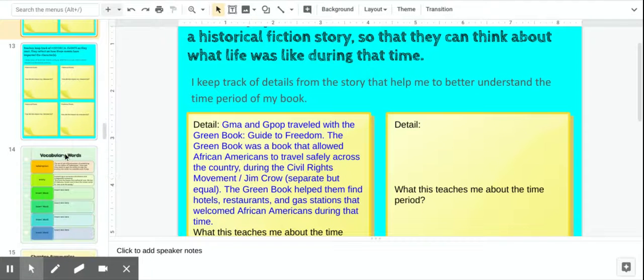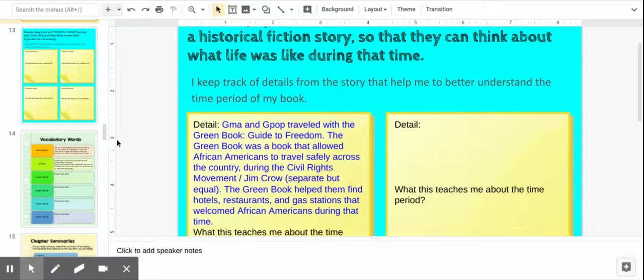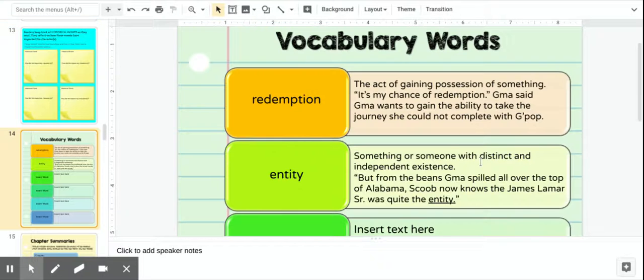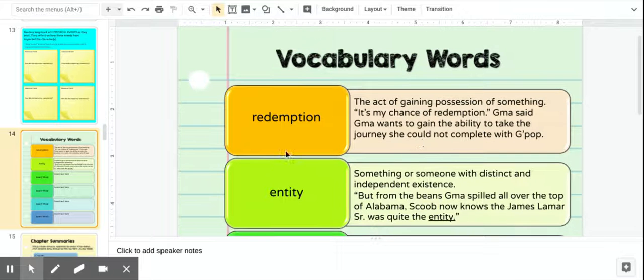Okay, another thing I would like to show you is the vocabulary slide, slide 14. Miss Furlan and I have only entered 2 words so far. It's been a pretty easy book to read. The first word Miss Furlan entered was redemption. She writes down the definition of that word. Redemption is the act of gaining possession of something. And then she writes the sentence. It's my chance of redemption, Jima said. Jima wants to gain the ability to take the journey she could not complete with G-Pop.